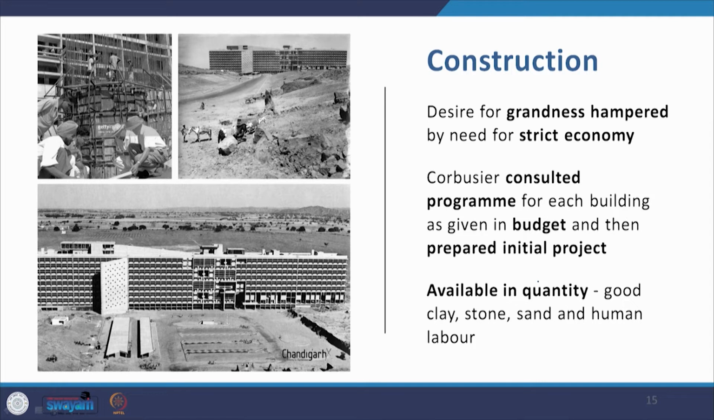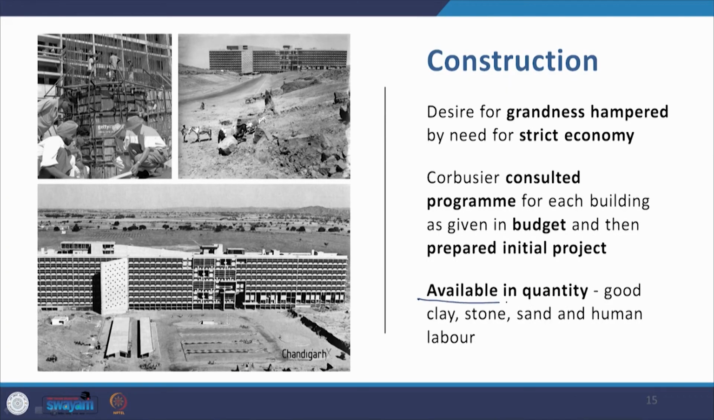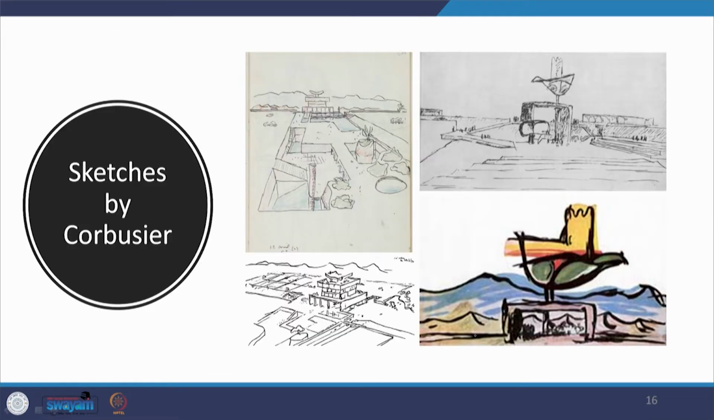He maintained a very strict vigil on the budget he had in front of him while doing these buildings, and he knew the available quantity of materials like clay, stone, sand, and of course human labor, and he used them wonderfully. He marshaled his resources really well to come up with an architecture that is probably one of the greatest of the 20th century. These are the sketches by Corbusier.